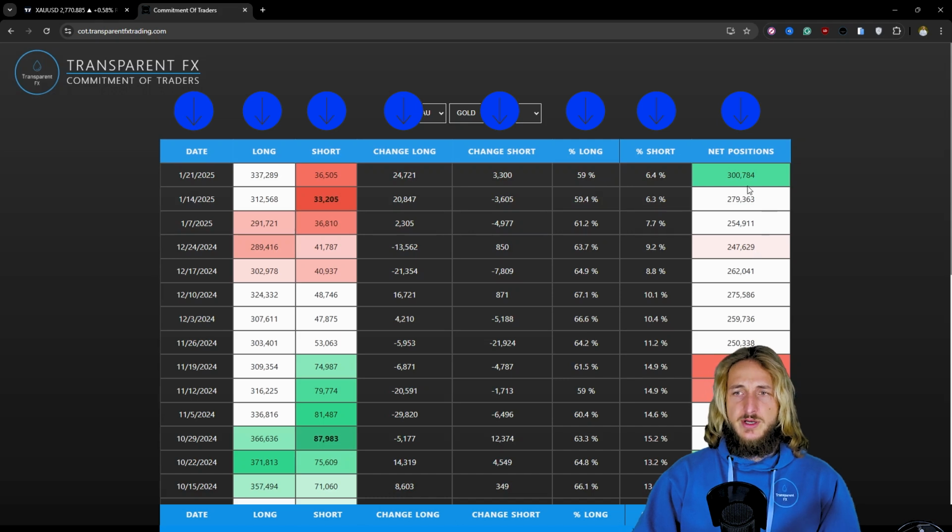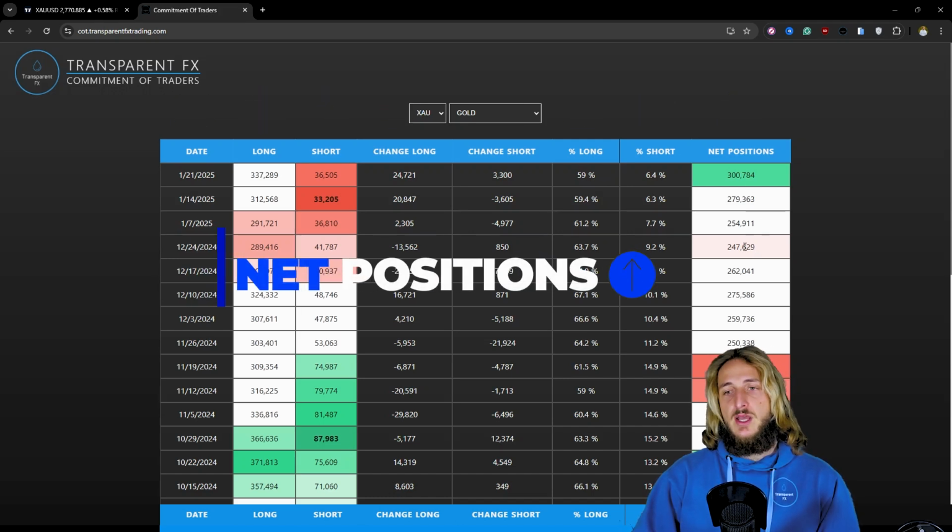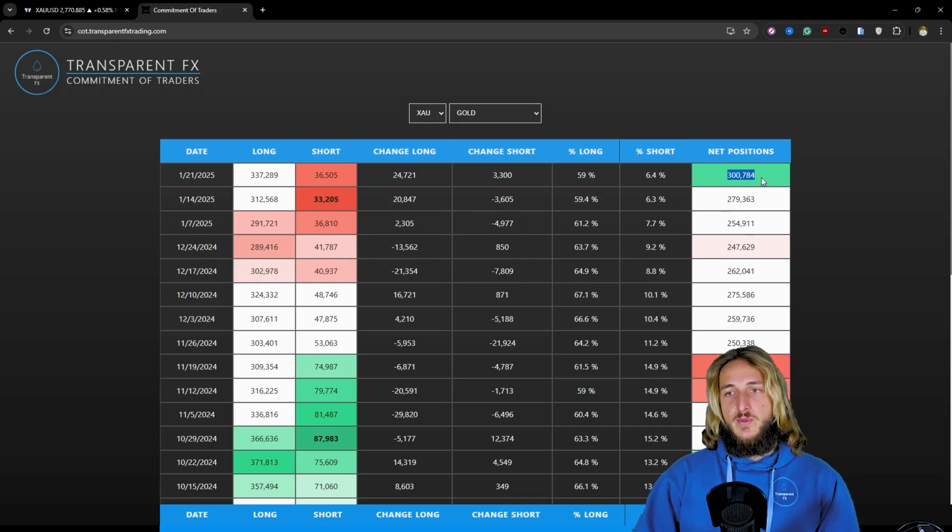Now, what we can notice here is that with the last reports, net positions have been massively increased. We went from having 247.6k net positions all the way up to having 300.7k net positions.